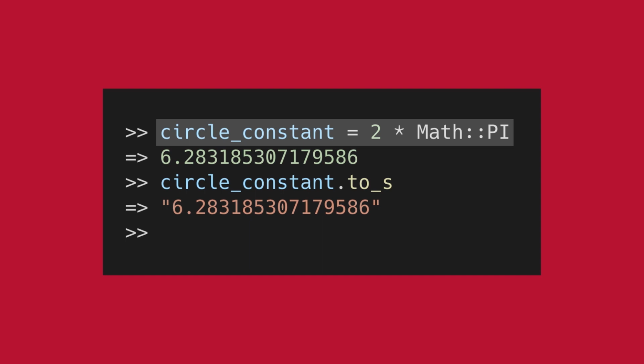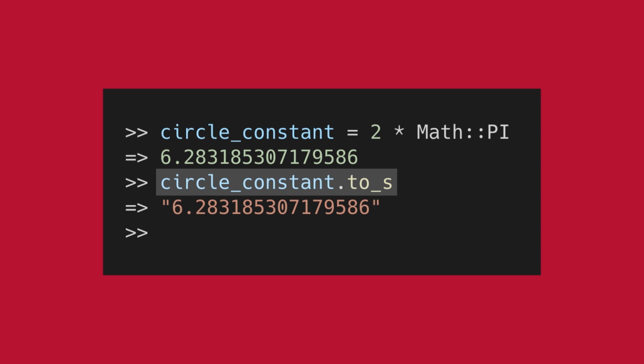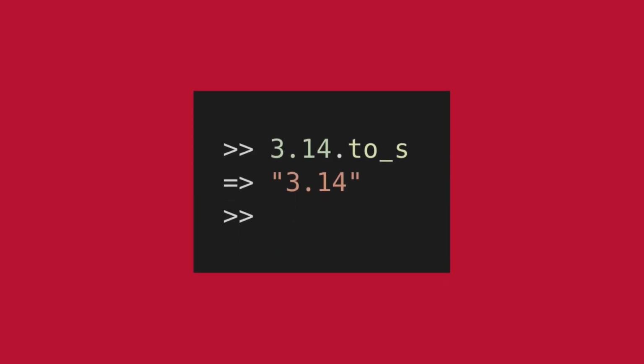It's common in programming that you may need to convert a number to a string. The most common way to convert from a number to a string is using the toS method, which stands for toString. Here in our example, we're taking 2 and multiplying it by pi, storing that in a variable called circle constant. If we want the circle constant to be printed as a string, we simply call the toS method on that variable, and you can see the result. The toS method also works on bare numbers. It doesn't need to be called on a variable, obviously. Here we're writing 3.14 and then immediately calling toS on that, which prints 3.14 as a string.